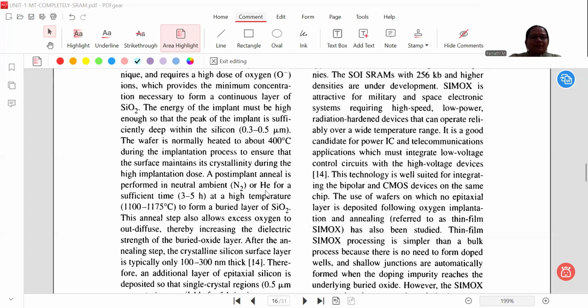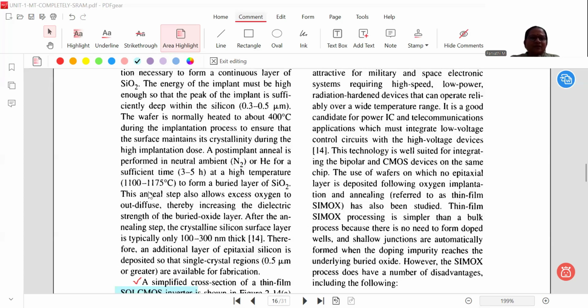Then a post-implant anneal is performed in a neutral ambient, N2 or helium, for a sufficient time, that is 3 to 5 hours. So after implantation takes place, the post-implantation process is in a neutral ambient, nitrogen or helium, for 3 to 5 hours at a temperature range of 1100 to 1175 degrees centigrade. This is the process where it is required to have a buried layer, a deep SiO2 layer. For that the process will take 3 to 5 hours, and at high temperature also.